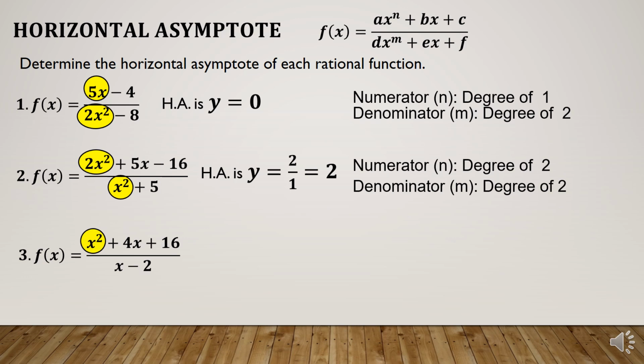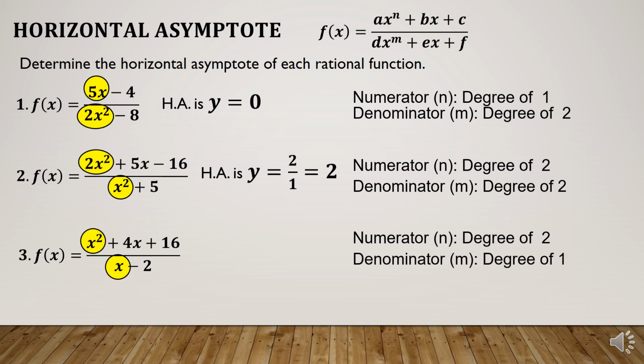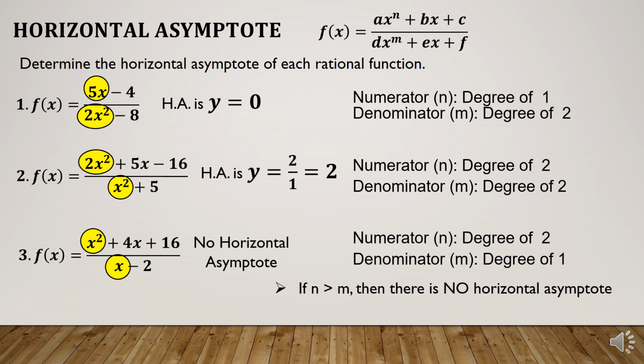Okay, next, the degree in the numerator is 2. Then, the degree of the denominator is 1. So what have you observed? You have observed that n is greater than m, then we can say that there is no horizontal asymptote. So in example number 3, there is no horizontal asymptote.